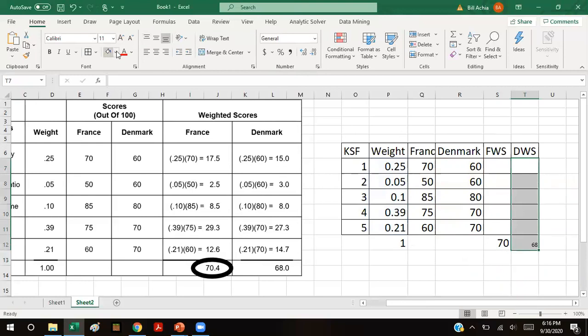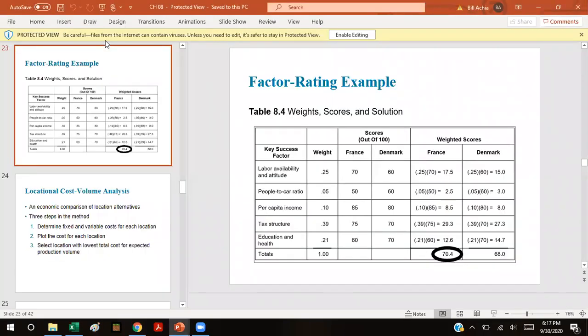Okay, so with that, we then look to see which one has a higher weighted score, and we say that the one with the higher weighted score becomes the location which is more attractive to us, because that location meets our criteria of our key success factors at a higher level than the other location. Okay. So as you see, it's a very simple, straightforward way of trying to figure out where to site a plant or site some facility, which doesn't really require so much advanced math. Okay, so that's a factor rating method.